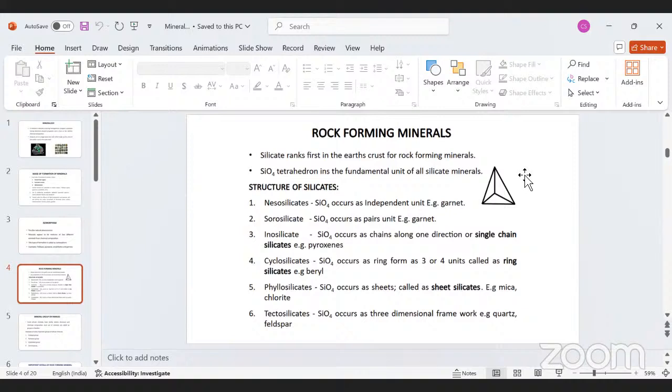It is known as SiO4. SiO4 tetrahedron links will be there, and the fundamental unit of a silicate mineral is SiO4. The structures of silicates: one is the neso structure, second is the soro silicate structure, third is inosilicates, fourth is cyclosilicates, fifth is phyllosilicates, sixth is the tectosilicates.